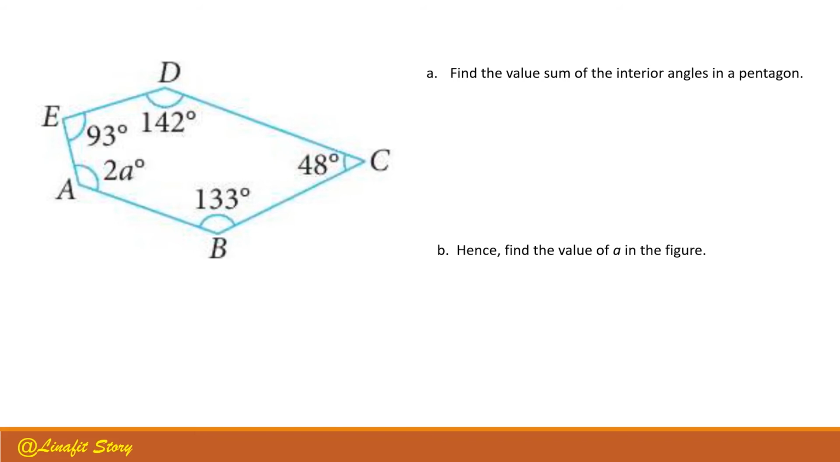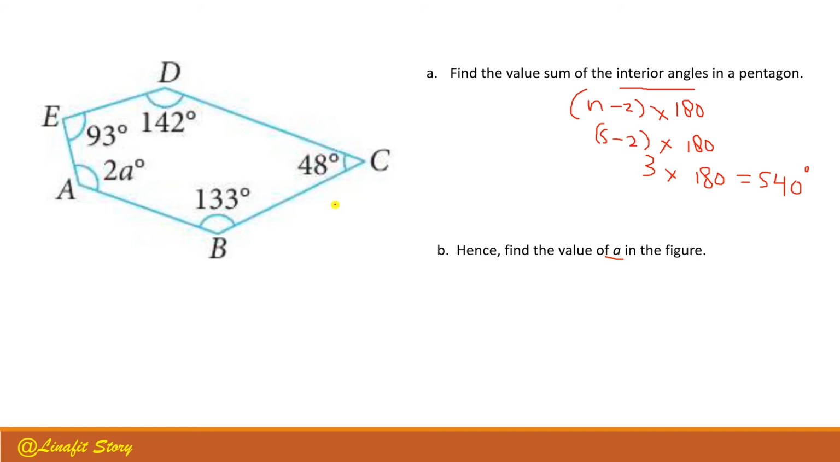This is an irregular pentagon. There are 5 sides. Question A: find the sum of the interior angles in the pentagon, and then B: hence, find the value of A in the figure. So we will find the sum of interior angles. n minus 2 times 180, 5 minus 2 times 180, 3 times 180 is equal to 540 degrees.